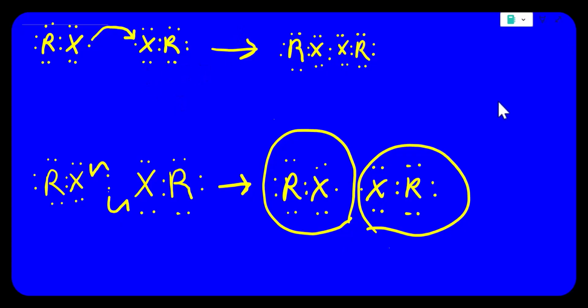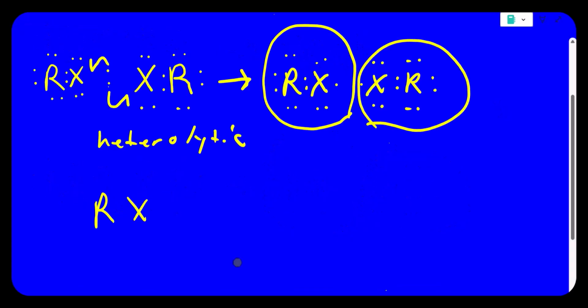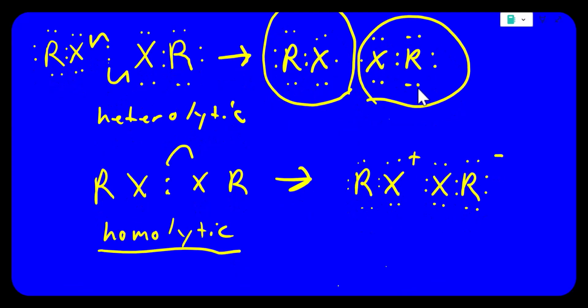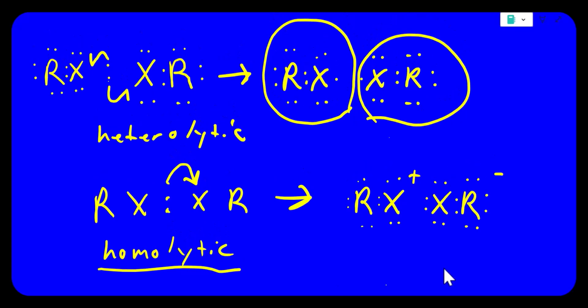I should point out that when one electron is transferred, this is called a heterolytic reaction. Reactions can also occur where both electrons will go to one atom or the other, like this. When both electrons are transferred, it's called homolytic and it gets a double-headed arrow. Let me fix this. This should be right here.